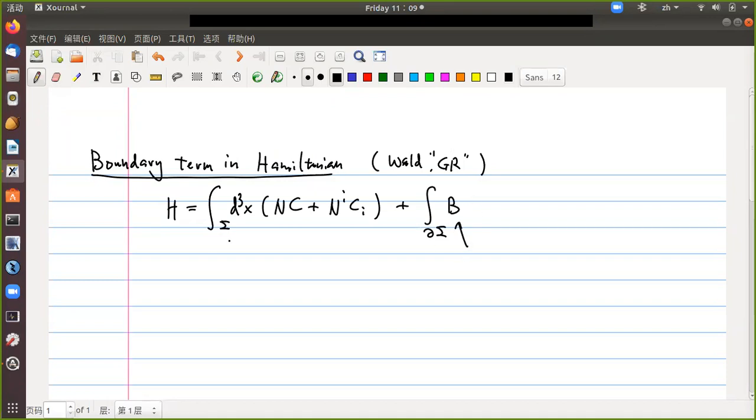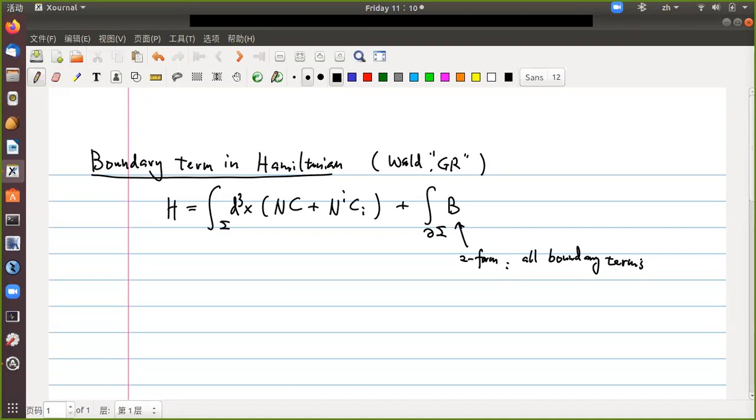Sigma is a 3-manifold, so partial sigma is a 2-dimensional manifold. Therefore, you have to integrate a 2-form on the 2-manifold. So B is a 2-form, and it collects all the boundary terms we ignored in the calculation.